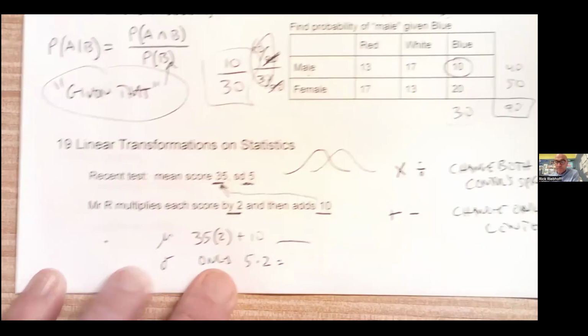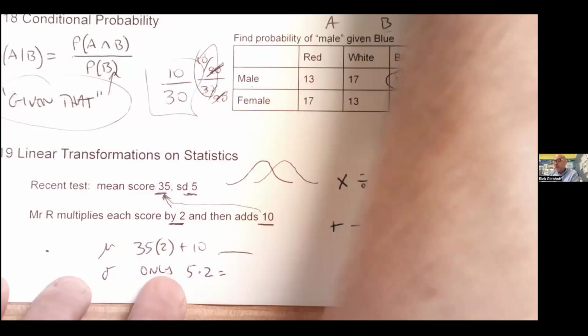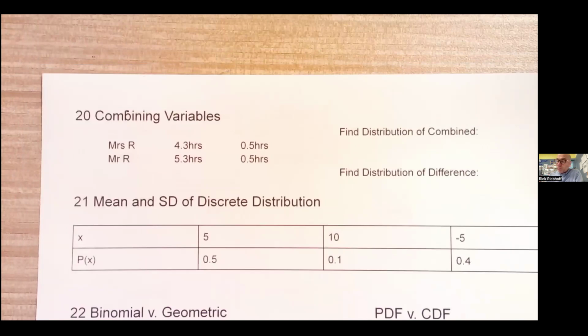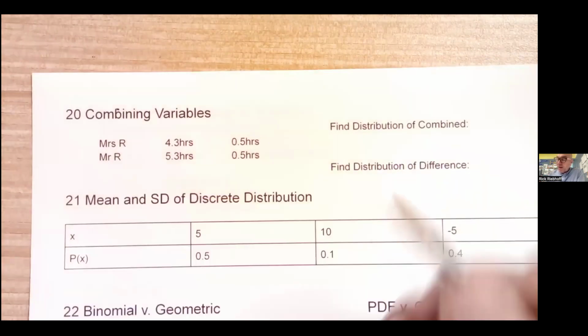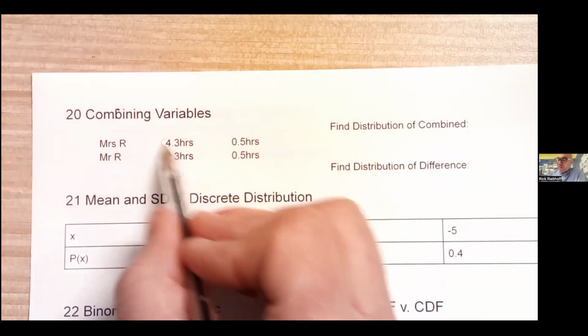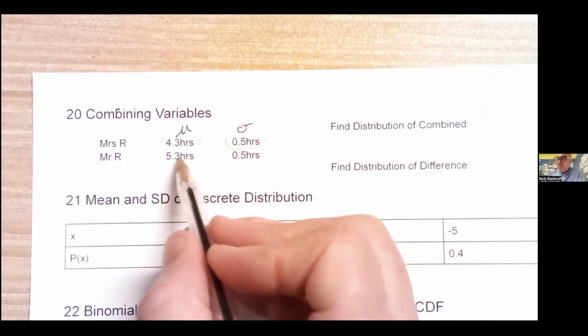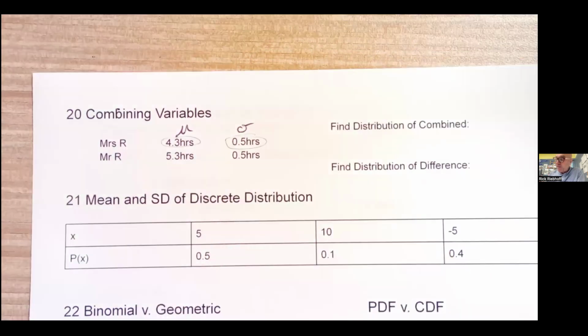Okie dokes. Cool. All right, here we go. Moving along. Combining variables. All right, Mrs. Rebuff and Mr. Rebuff run a marathon, right? Mrs. Rebuff, this is her time, this is her standard deviation. So her average time, her standard deviation, and my average time and my standard deviation.